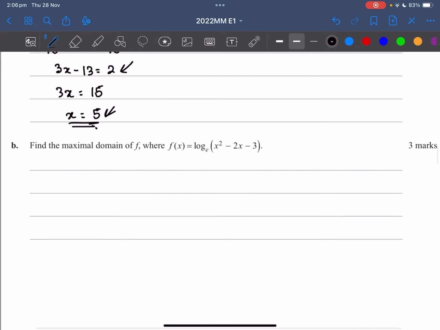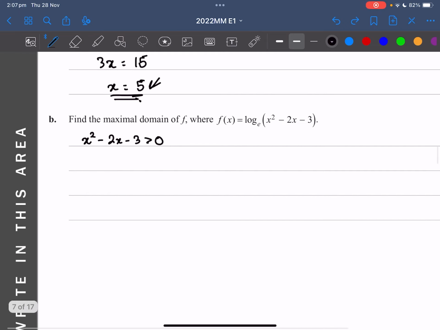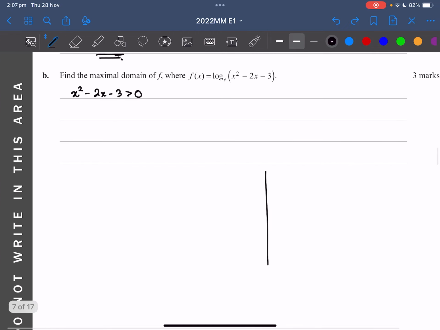Okay, so find the maximal domain of f where f of x is this. Now if I want the log to be defined, the term inside the bracket must be greater than 0, because anything less than that and the log will be undefined. So all we have to do is solve for this: x squared minus 2x minus 3 greater than 0. As long as this quadratic expression inside the log is greater than 0, our log will be defined, right? So let's solve for that. Now if I want to show you visually what this will look like, let me just draw a parabola real quick.